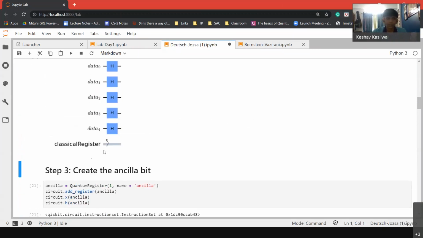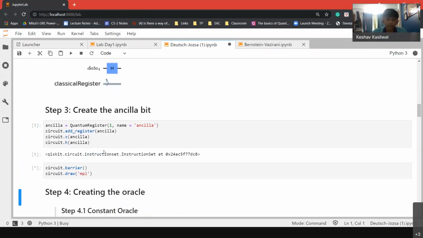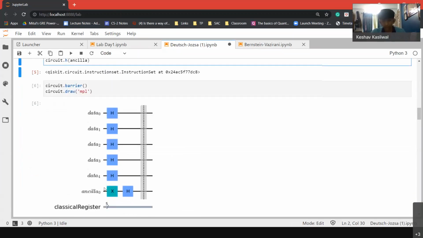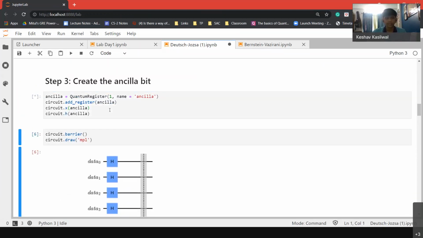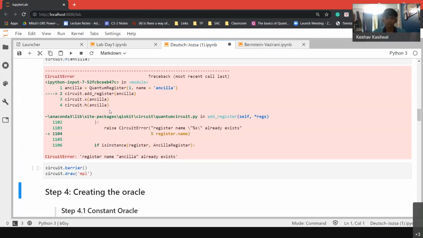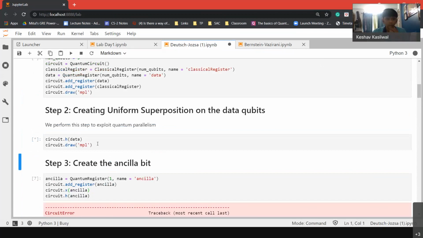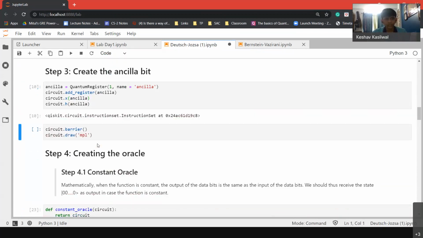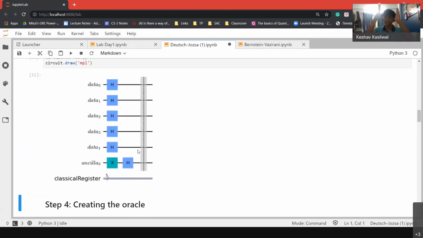So what we do next is create the ancilla qubit. We just add an ancilla qubit over here, and then we perform an X operation and an H operation over here. Once again, this barrier is... sorry, I executed it again. I'll go on top. Yes, fine. Now, the barrier is just for classification purposes.